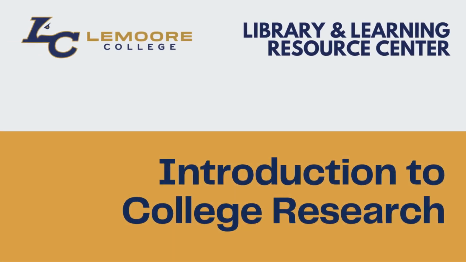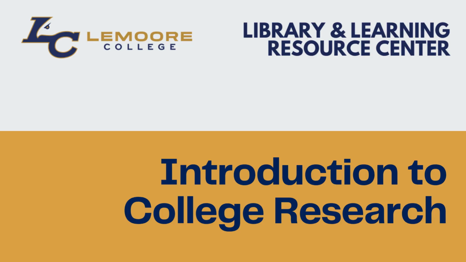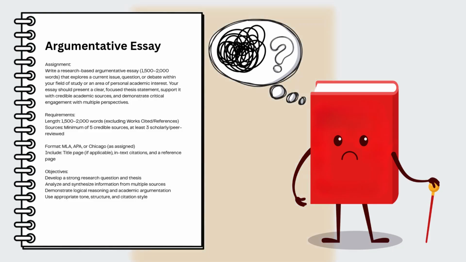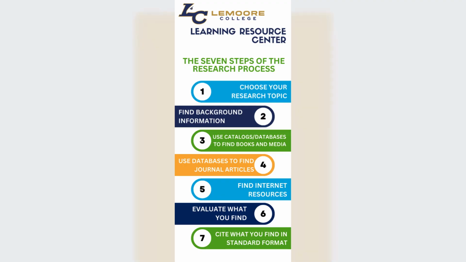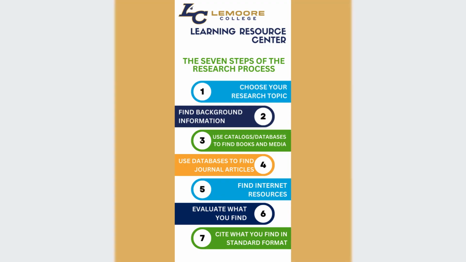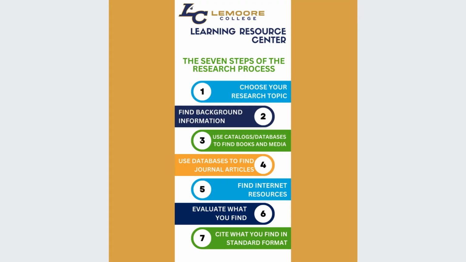This video tutorial will provide you with an introduction to college research. Many college students are given assignments and then try to figure out how to do research on their own. Doing college-level research is hard and involves a lot of steps. There are 7 steps of the research process, so make sure you give yourself plenty of time for each step.